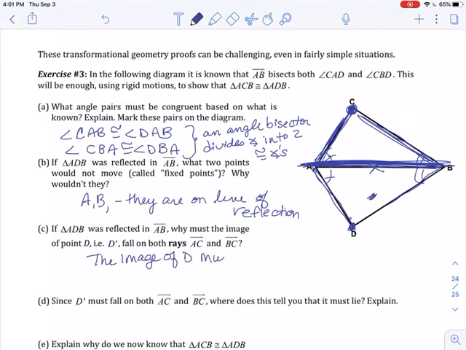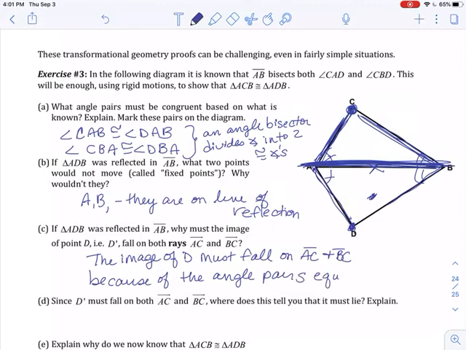The image of D must fall on AC and BC because of the angle pairs equal in part A.